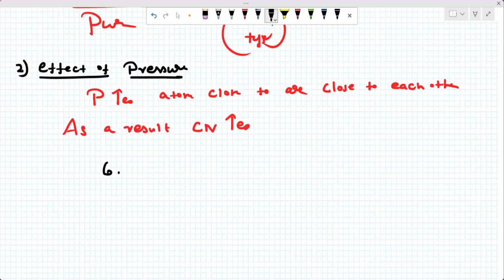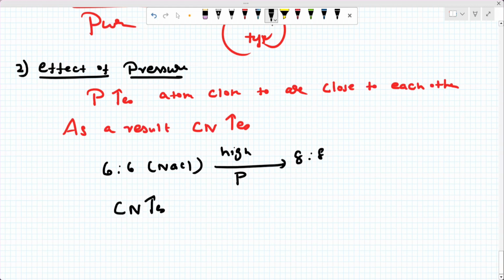This is CsCl structure. This is NaCl. If increasing high pressure, the system's coordination number increases with pressure. Very simple. Okay, ma'am, the ionic topic is over.